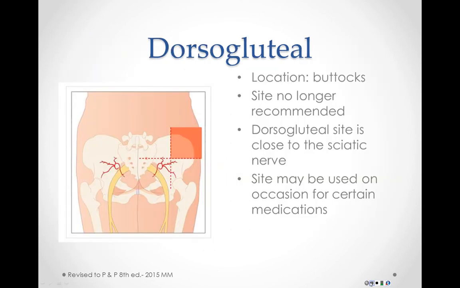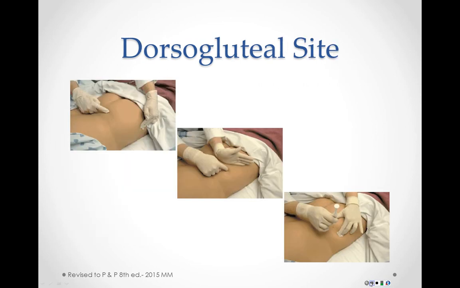The dorsal gluteal is an old traditional site that's located on the buttocks. This site is no longer in favor and should not be used. Due to its proximity to the sciatic nerve, this site is associated with numerous nerve-related complications that occur when the sciatic nerve is inadvertently struck by the needle. On certain occasions, it may still be used, but it should not be used routinely.